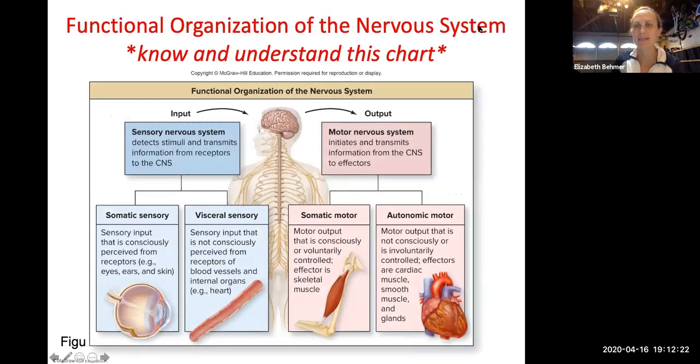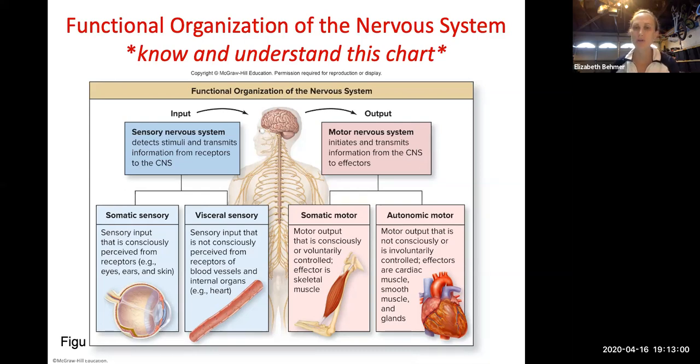Okay, this is a great chart, just looking at both of the nervous systems and their general functions. There will be questions. I think I did put the study guide up for this 3rd lecture exam, but I'll have questions about these 4 different types of nervous systems, the somatic sensory and visceral sensory. Again, those are inputs traveling to your brain that your nervous system detects from external stimuli. Somatic sensory have to do with your 5 senses. They're consciously perceived. Visceral sensory are not consciously perceived.